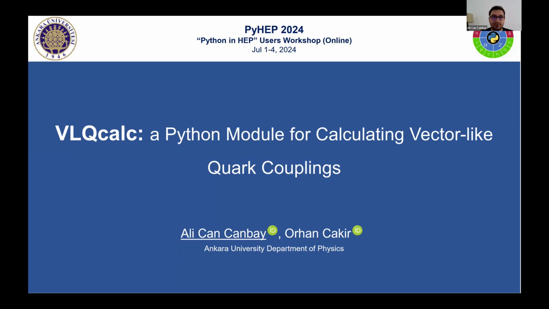Actually, I can give you a brief introduction. Vector-like quarks are hypothetical new heavy quarks present in many extensions of the standard model, and they are called vector-like because under the weak interaction, their left and right-handed components interact in the same way.